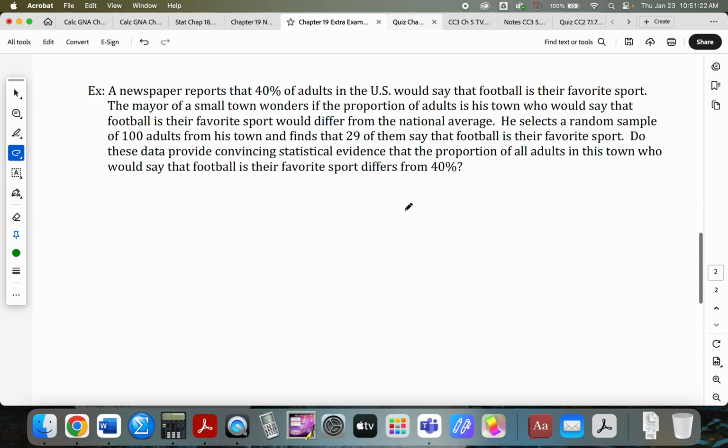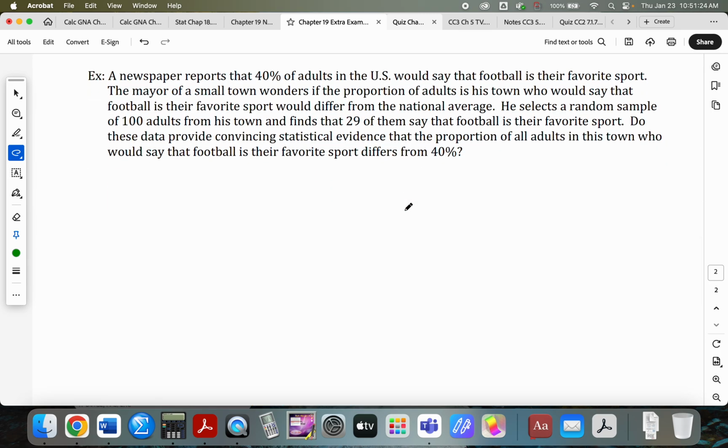All right, so let's take a look at this one. A newspaper reports that 40% of adults in the U.S. would say that football is their favorite sport. That's what they're saying. You immediately go, on this one, it's a little easier to glom onto that. That's going to be our null hypothesis, right?